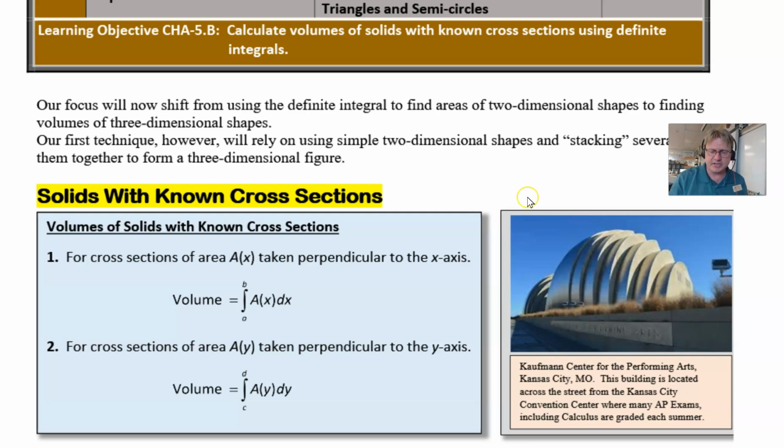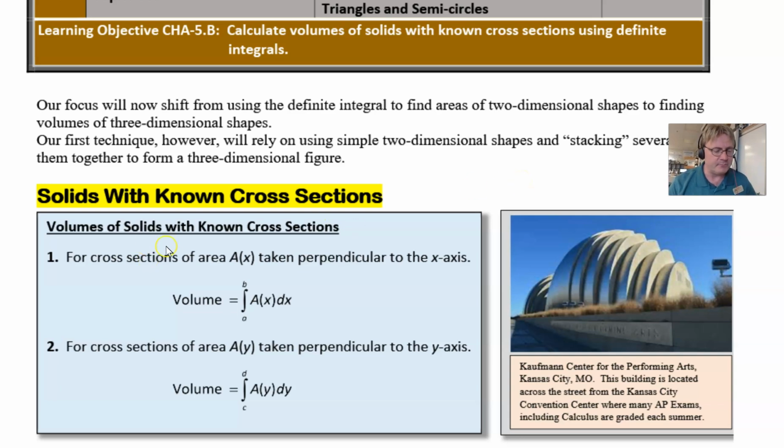Now I could try to get cute and do it with, say, a mouse, but then things get a little bit different because we don't really have a nice geometric shape that we could call the cross section of a mouse. So we're going to stick with some very familiar cross sections. And those are going to typically be the square, the rectangle, the semicircle. Oh, and the triangle, almost forgot.